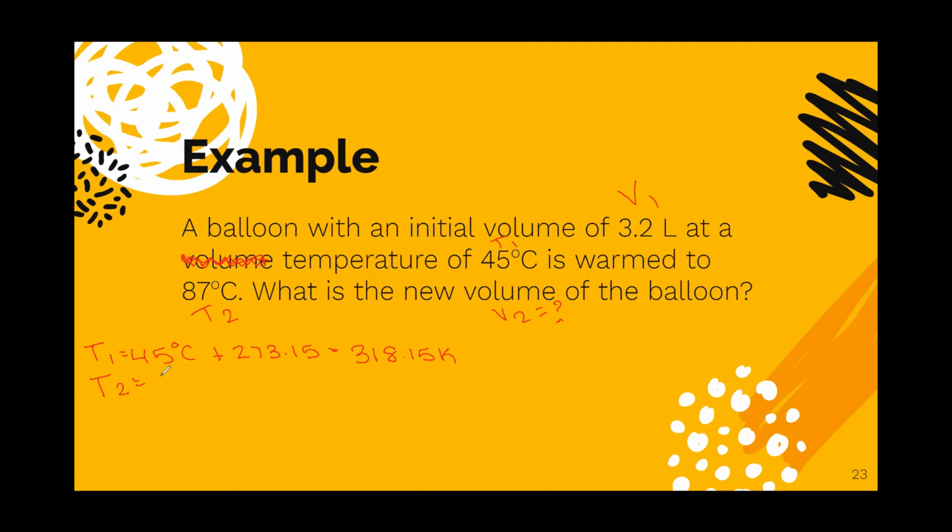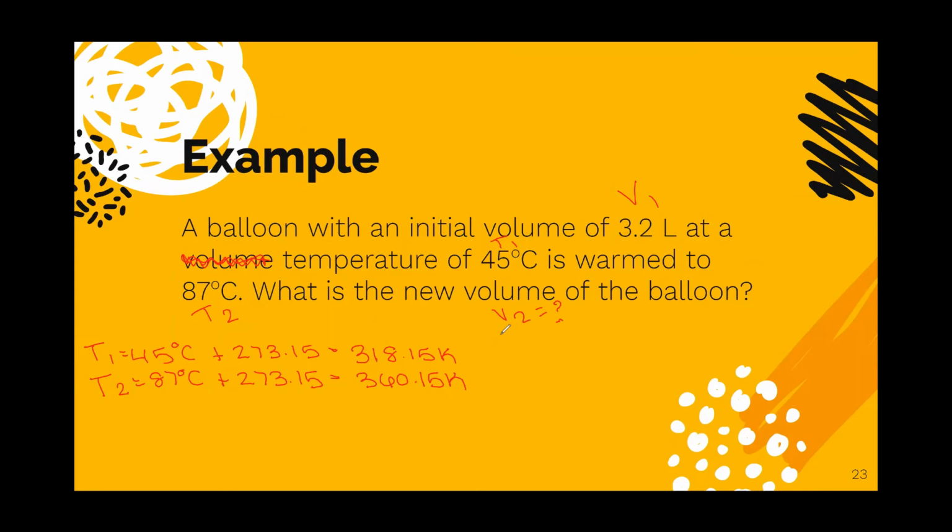T2 is 87 degrees Celsius plus 273.15. So we have 87 plus 273.15, and I get 360.15 kelvins. Okay, so now that I have my temperatures in the correct units, I can go ahead and set up my problem.